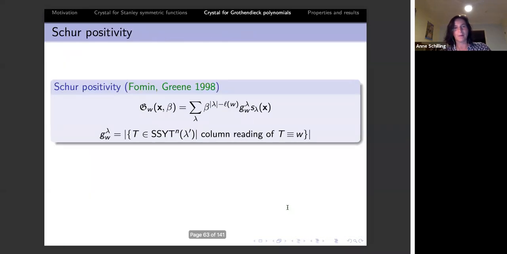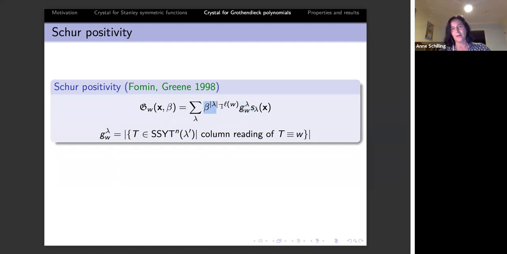Of course you can do a similar thing for the higher order beta terms, but this is just an example. And there is already a theorem by Fomin-Greene which says that these stable Grothendieck polynomials have a positive Schur expansion. Remember, S_lambda of x was the Schur function, and this says you can write this as a sum of Schur functions with some coefficient here. The coefficient G_W^lambda turns out to be a non-negative integer.